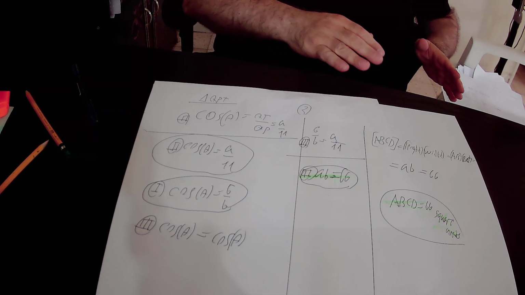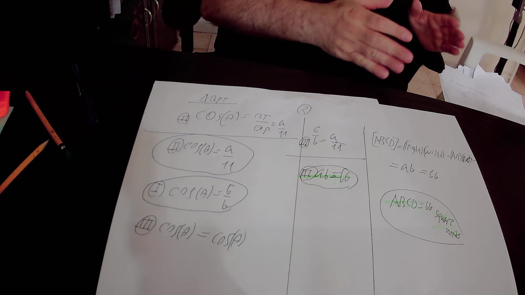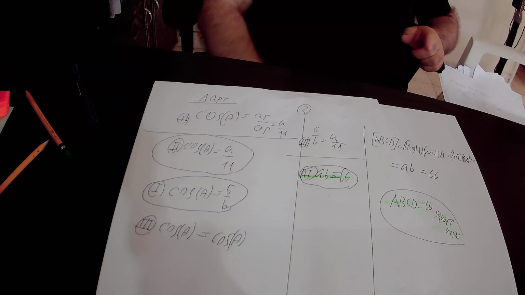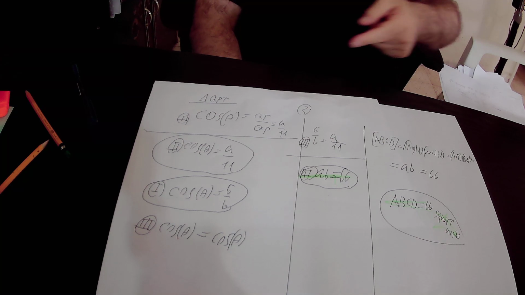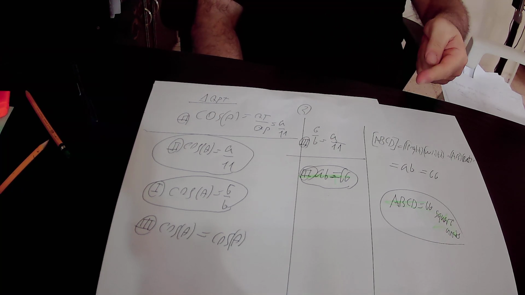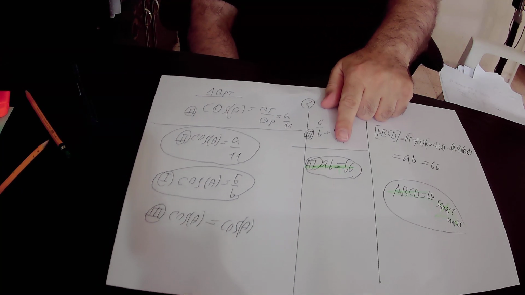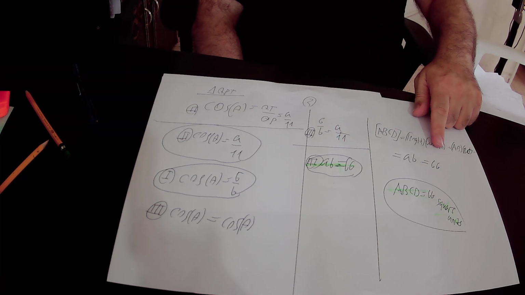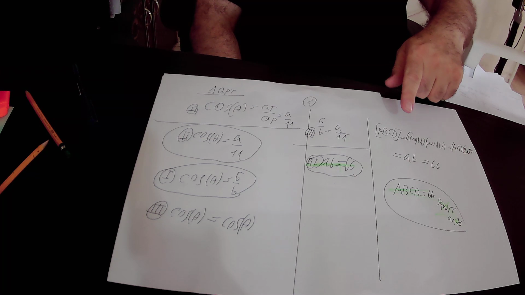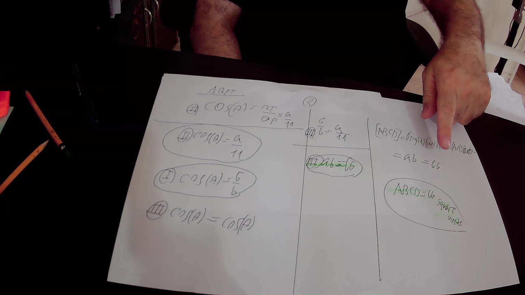And what is the area of rectangle ABCD? It is equal to the length times the height. The length is AB, the height is BC. AB equals A, and BC equals B according to our definition. Therefore, the area of rectangle ABCD equals AB. But we just found out that AB equals 66. So in conclusion, the area of rectangle ABCD equals 66 square units.